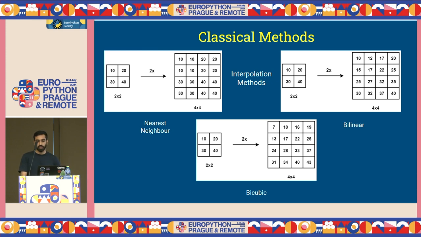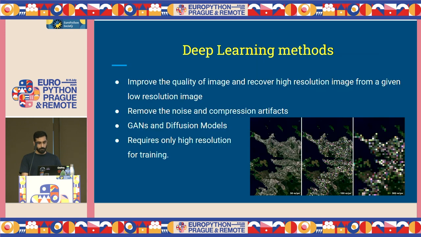So there are various classical methods which can be used for super resolution, like interpolation methods: nearest neighbor, bilinear, and bicubic. We can do that easily with the help of the OpenCV library. And we have deep learning methods. They not only increase the resolution of an image, they can even remove noise and compression artifacts from that image. GANs and diffusion models are widely used for this approach. It only requires high resolution imagery in order to train, and we can create low resolution imagery out of it.